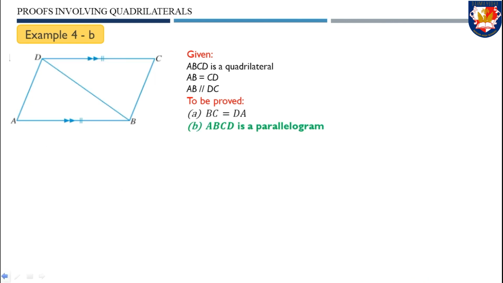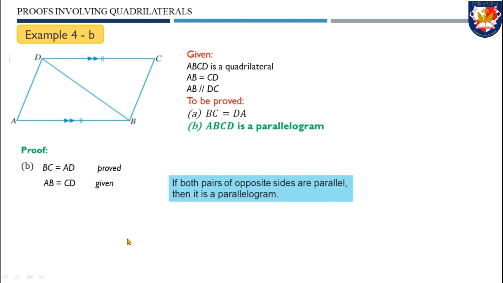For part B, we need to prove that quadrilateral ABCD is a parallelogram. Let's begin our proof. The side BC equals side AD from the previous part, and also AB equals CD as given in the question. You remember that if both pairs of opposite sides are equal, then it's a parallelogram. BC and AD are opposite sides which are equal, and AB and DC are also equal. Then it is valid to write the conclusion that ABCD is a parallelogram. This completes our proof for part B.